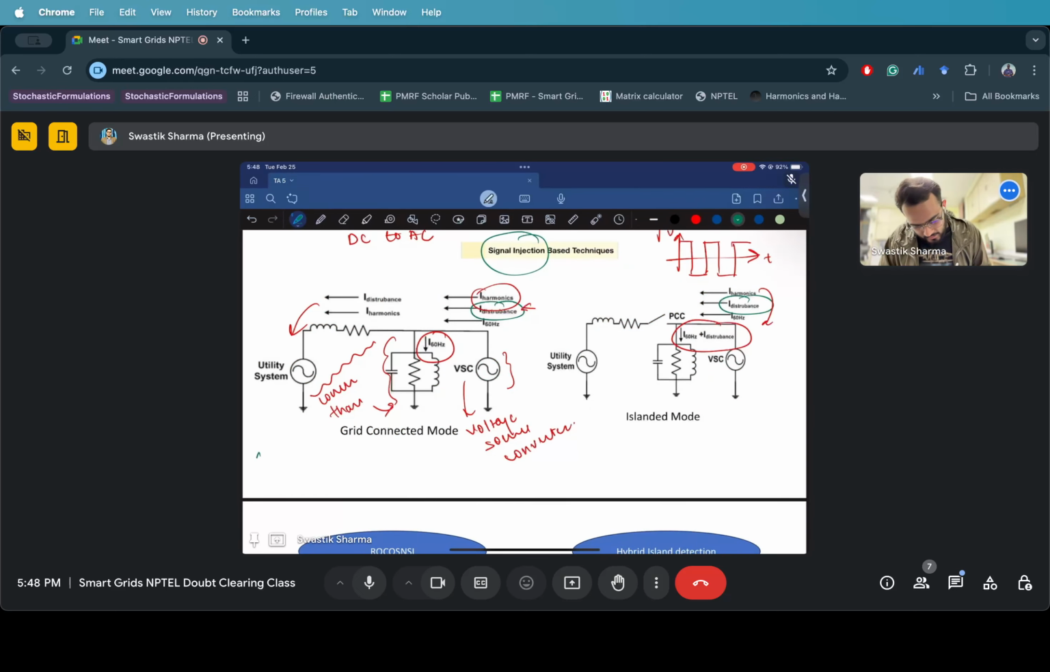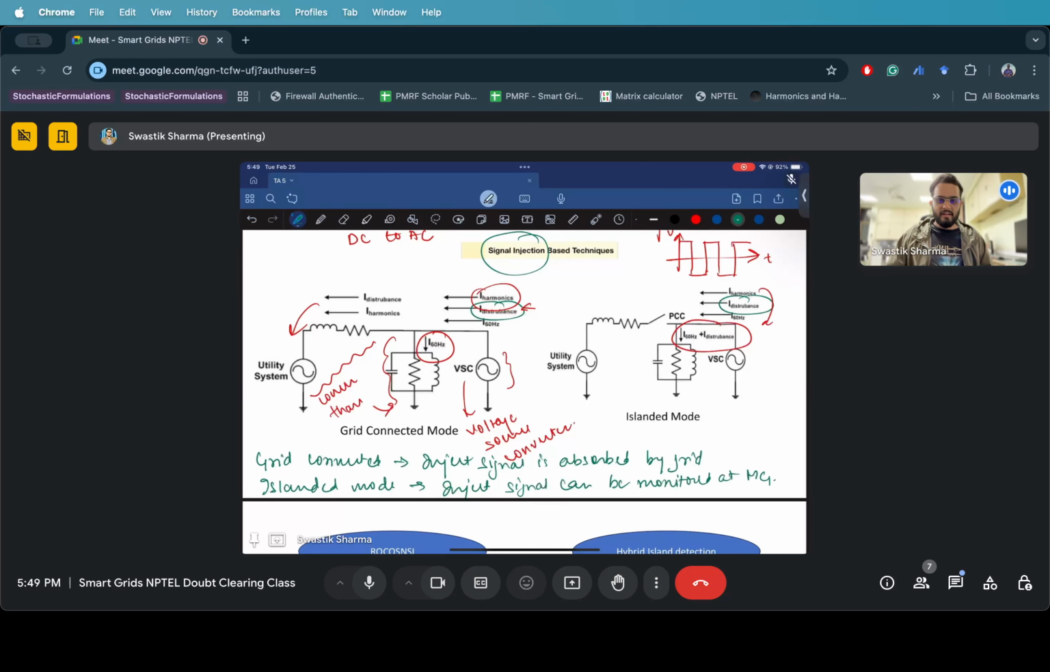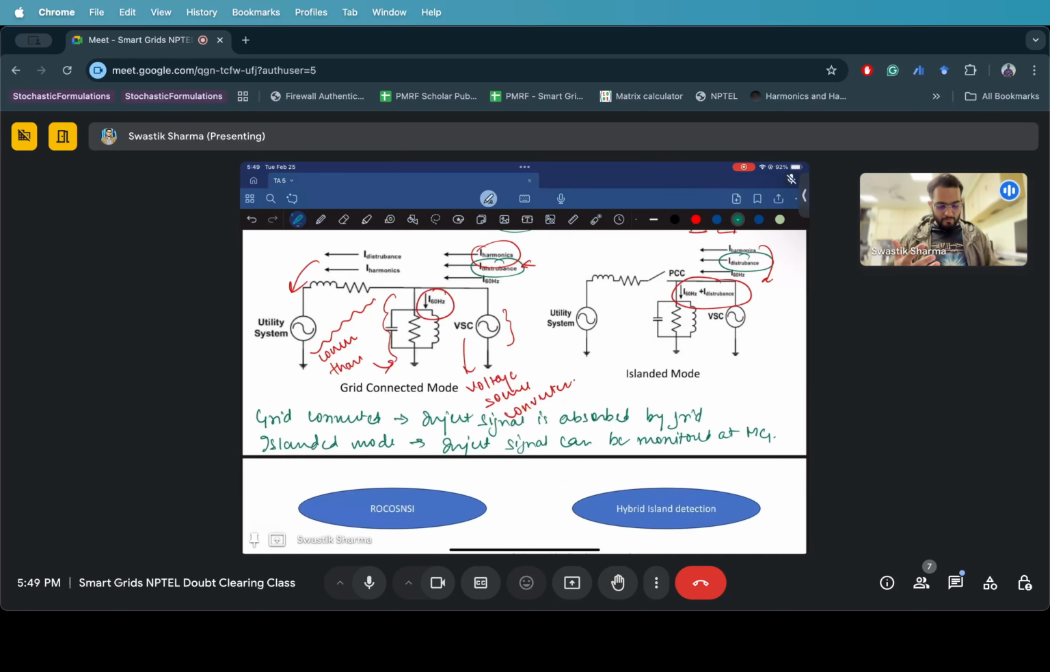To summarize, in grid connected mode, the injected signal is absorbed by the grid, while in islanded mode, the injected signal can be monitored at the microgrid. So my handwriting is poor because I had my finger cut recently. So excuse that. If you can't understand anything, just let me know. I'll try to rewrite it.